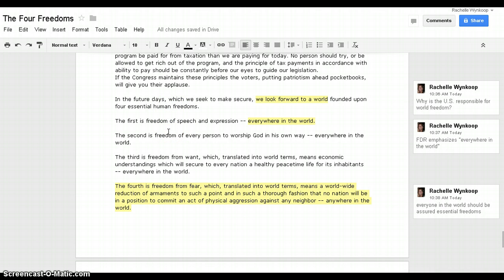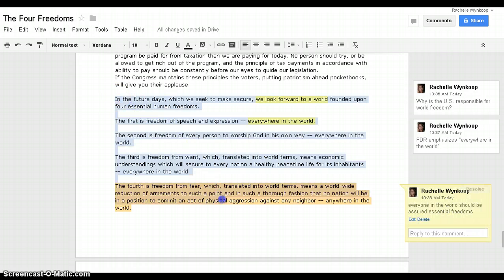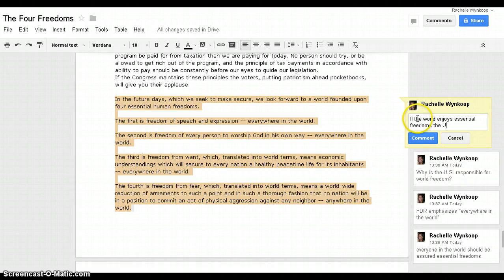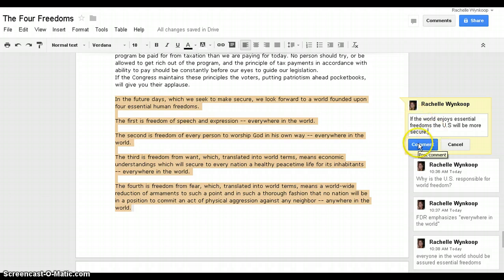The last thing we have to look at is, what is he inferring? What is the message he is trying to give us that he's not stating explicitly? And in this instance, I believe that he assumes that if the world enjoys essential freedoms, the United States will be more secure. He doesn't tell us why this is, but that is the beginning. This is the way that we seek to make a secure future, and it's founded upon the freedoms.